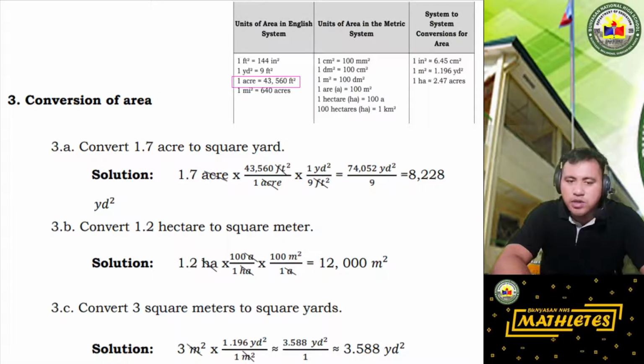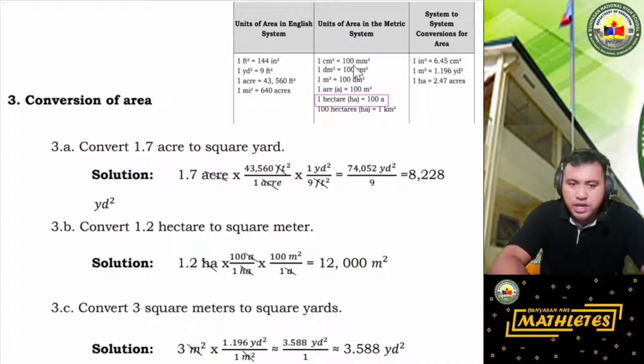So that is 74,052 square yard over 9. So that makes 8,228 square yard. So 1.7 acre is equivalent to 8,228 square yard. Then we have convert 1.2 hectare to square meter. Okay, convert 1.2 hectare to square meter.